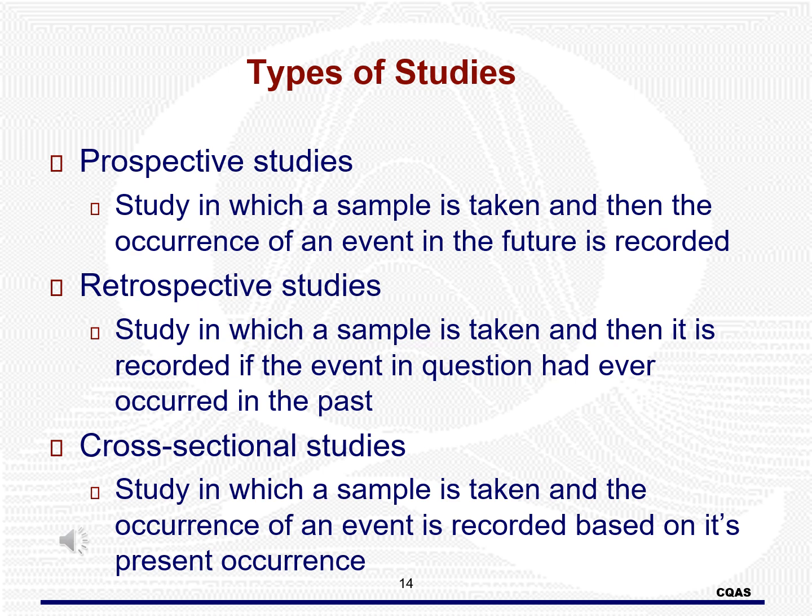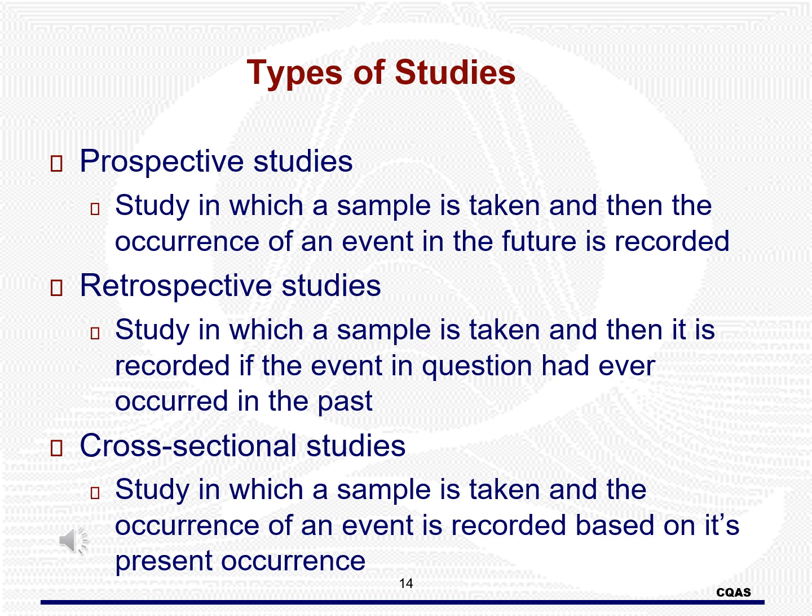There are overall three different types of studies. These are prospective, retrospective, and cross-sectional. A prospective study is one where a sample is taken and then the occurrence of an event in the future is recorded. A retrospective study is one in which a sample is taken and it is recorded if an event occurred in the past. Finally, a cross-sectional study is one where a sample is taken and the occurrence of an event happening in the present is recorded.